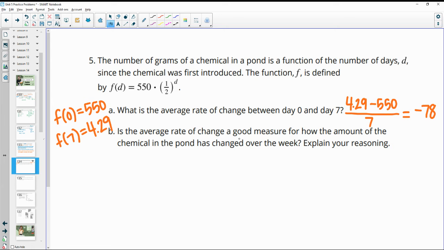So is the average rate of change a good measure for how the amount of chemical in the pond has changed over the week? Explain your reasoning. And I would argue no, because if we look at, and you know that from doing a bunch of these exponentials, right? So if we start here, if this is 550, then after day 1, you cut that in half. Well, then after day 2, now you're going to cut this in half.